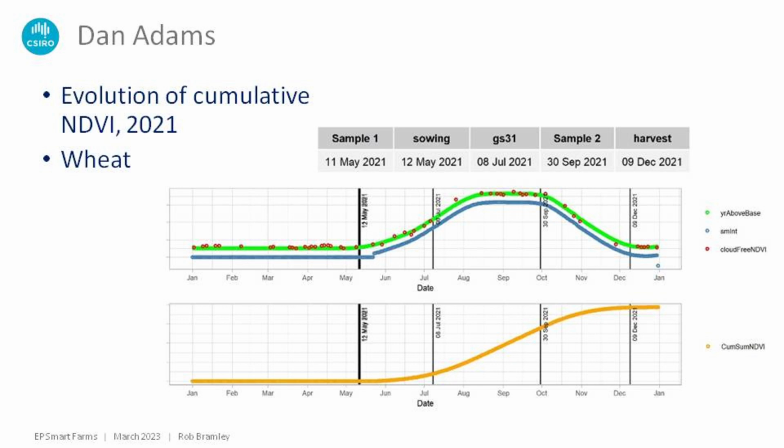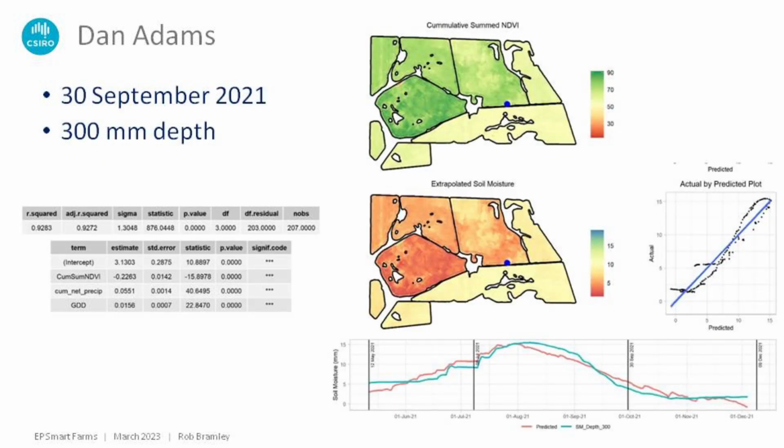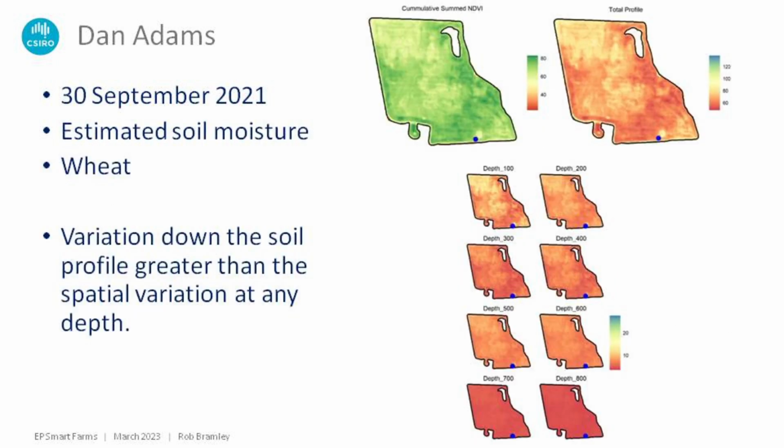This is an example from Dan Adams' farm. During the season, as the crop grows, the NDVI increases, reaches a plateau, and then it starts going down again. We can smooth out some of the variation in that by collecting a lot of images through the season and come up with this cumulative NDVI curve here, which we then integrate with the cumulative temperature and rainfall, and that allowed us to extrapolate over the probe. So here's an example again from Dan's farm at a 300 millimeter depth in September. You can see here the correlation's not perfect, but it's not bad. And here we've got the actual and modelled trace of the probe, and that allows us to estimate soil moisture.